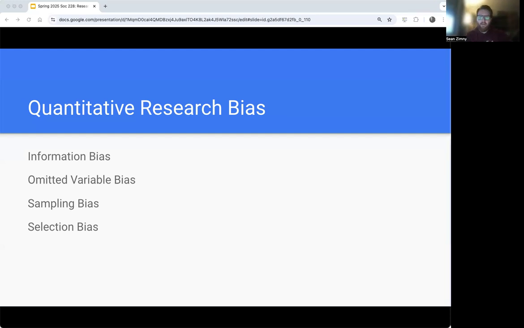Omitted variable bias. This happens when a statistical model leaves out one or more important variables. This results in incomplete analysis and potentially misleading conclusions. You want to make sure that you're studying important variables as part of your research.